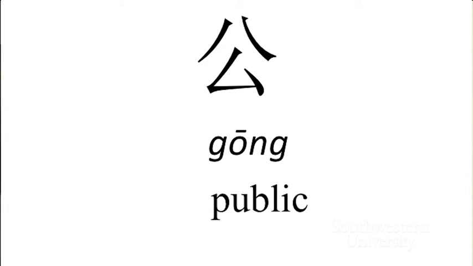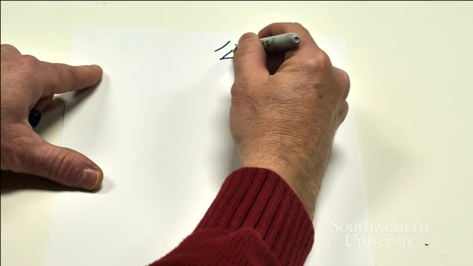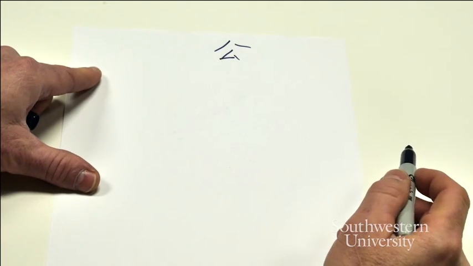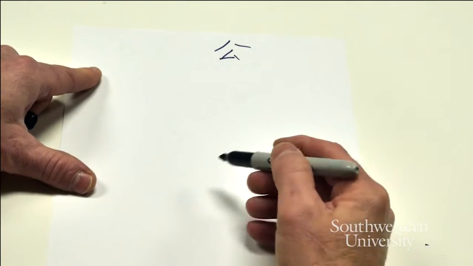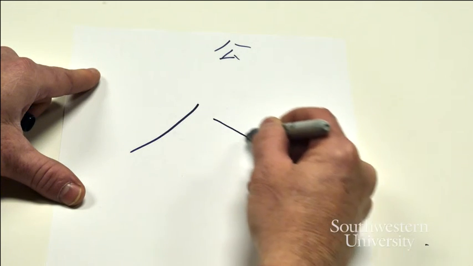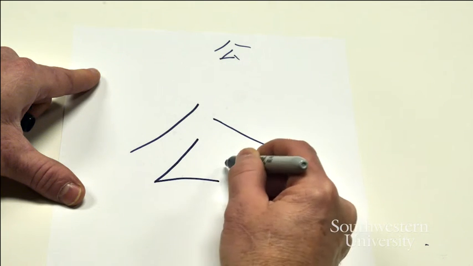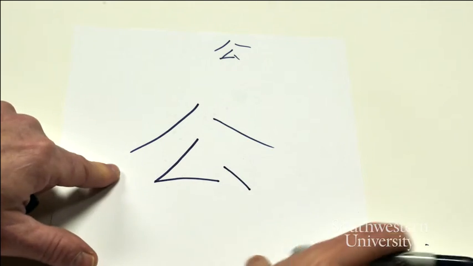Gong is a collection of people, people above, and this is a modified form of people also, so people above and below. Gong, public.